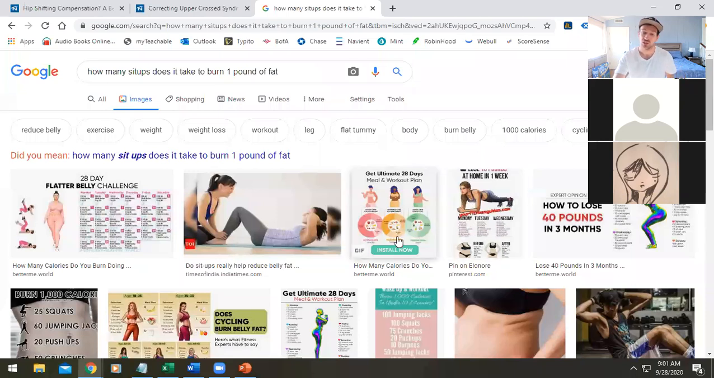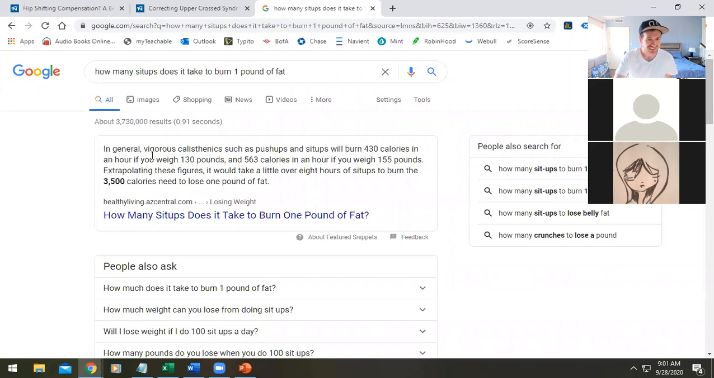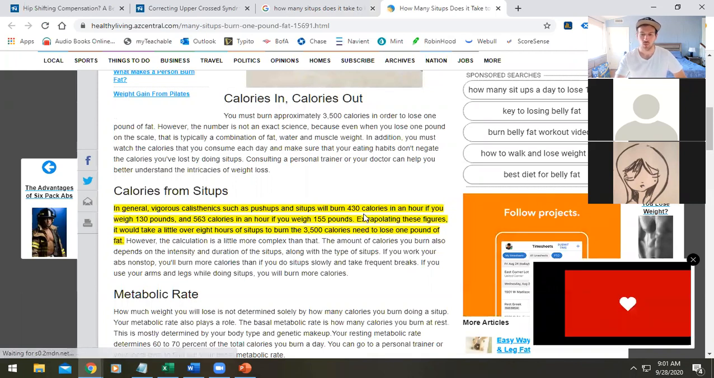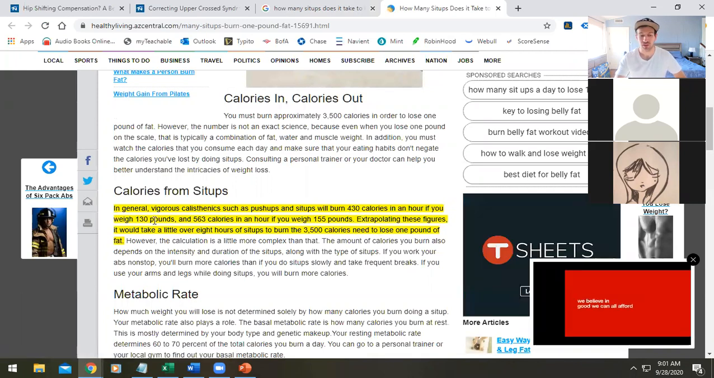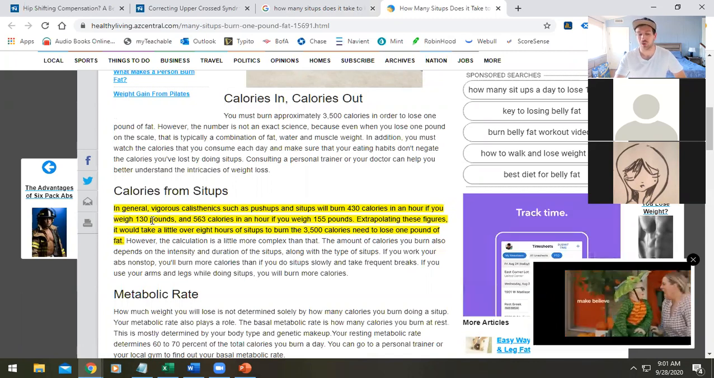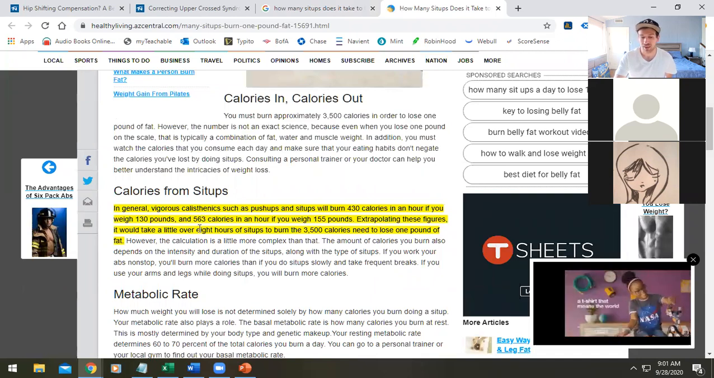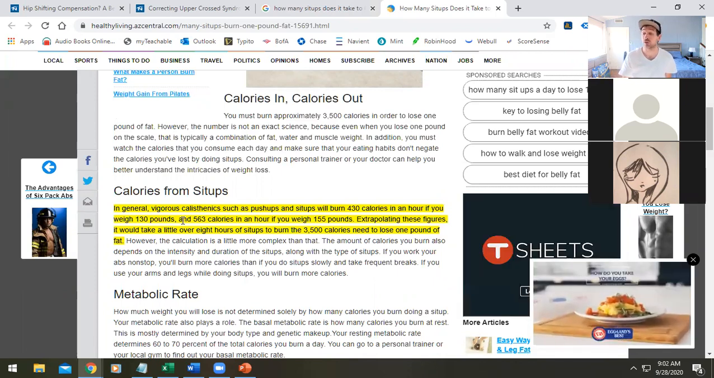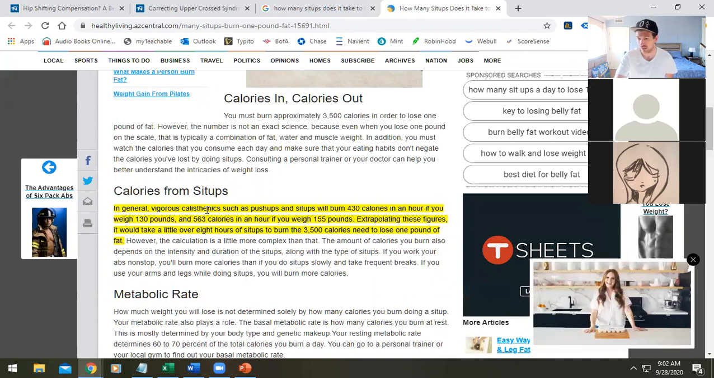So if you want to lose a pound, you need to create a calorie deficit of 3,500, okay? Here's how many sit-ups it takes. In general, vigorous calisthenics, such as push-ups and sit-ups, will burn about 430 calories in an hour if you weigh 130 pounds. And if you weigh 155 pounds, you'll burn about 500, right? So it would take a little over 8 hours of body weight, full body exercise to burn 3,500 calories. So that's not very realistic, right?